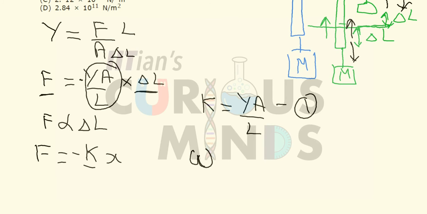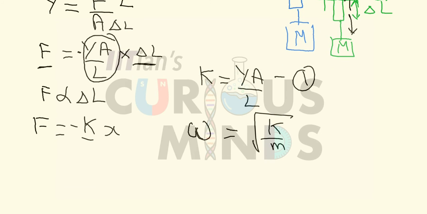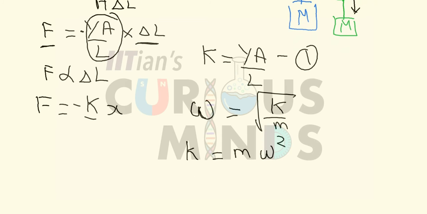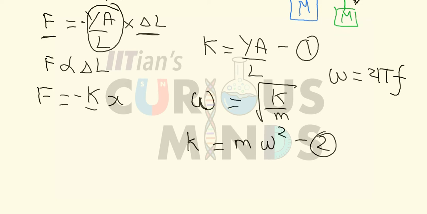There is another formula for omega. Omega is equal to root of K by M. So I can say that K will be equal to M omega square. K over here will be equal to M omega square, that is the spring constant. Let this be equation number 2. Now over here omega will be equal to 2 pi f, where f is the frequency of the given vibrations, and the mass is specified.